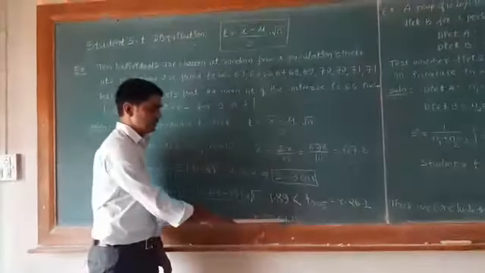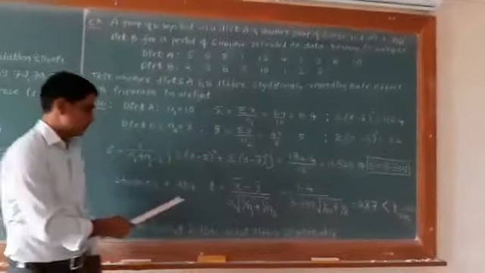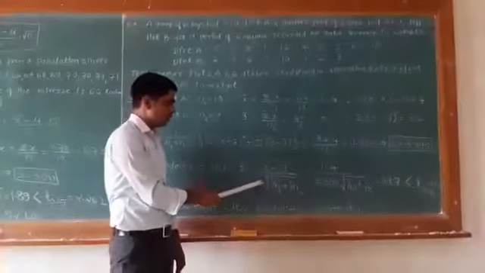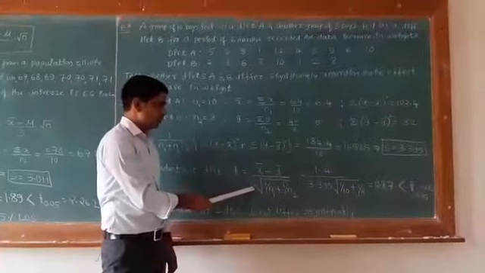Okay. So let us consider another example. In this example, it is a comparison between two groups. If it is a comparison between two groups, then we have to remember the student t distribution: t is equal to x bar minus y bar divided by s into under root of 1 by n1 plus 1 by n2. If two sets of data are given, then you have to remember this formula.